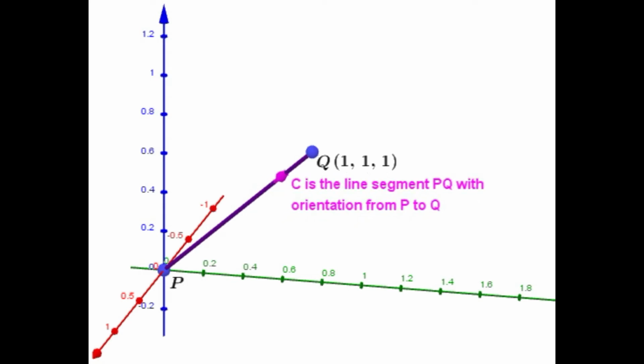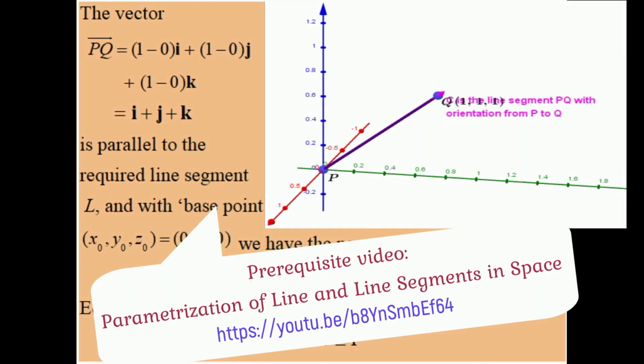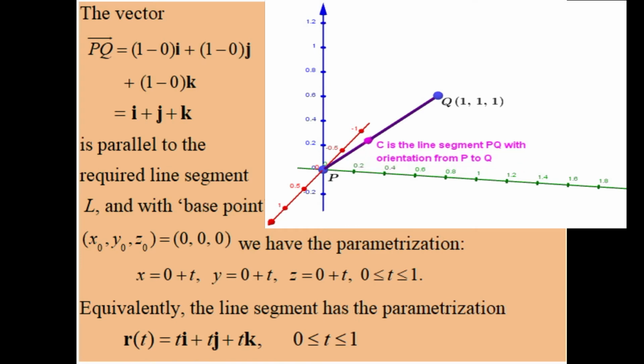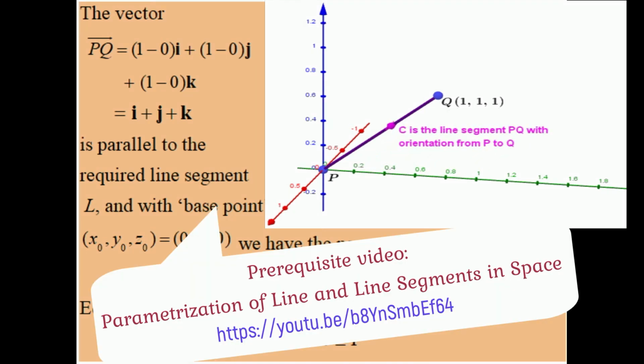The equation of the line segment joining P with coordinates 0, 0, 0 and Q with 1, 1, 1 is obtained as follows. For this, we choose one of the given points as a base point and the vector PQ, which is parallel to the line segment. The vector PQ is the position vector of Q minus the position vector of P, which is equal to 1 minus 0 i plus 1 minus 0 j plus 1 minus 0 k, equal to i plus j plus k.